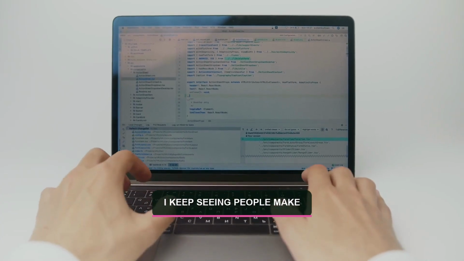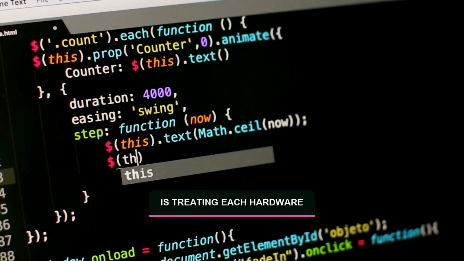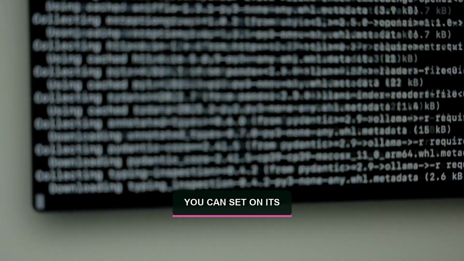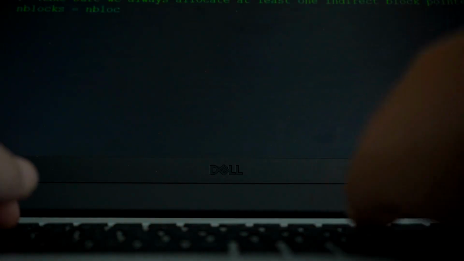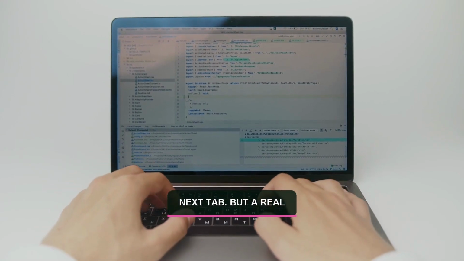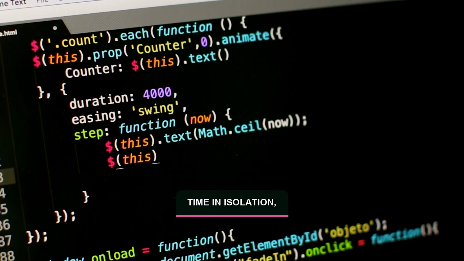The core mistake I keep seeing people make with anti-detect profiles is treating each hardware field like an independent knob you can set on its own. Cores to 8, memory to 16 gigs, done, move on to the next tab. But a real detection script does not read these fields one at a time in isolation.